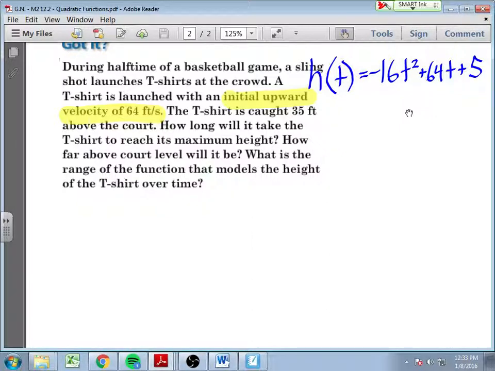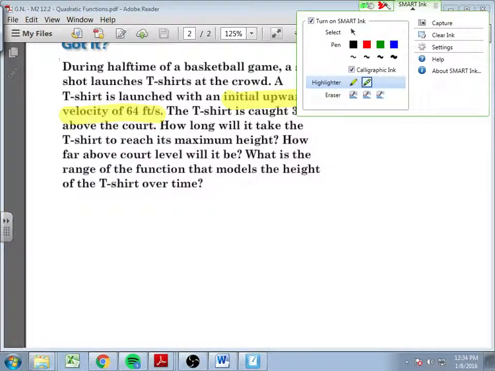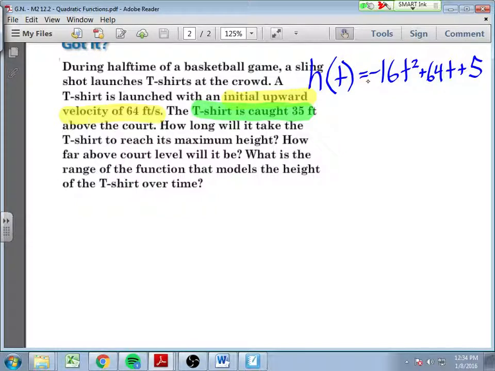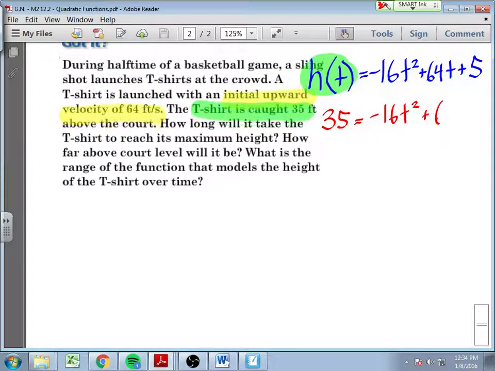Who knows what I need to do to my equation to solve what they're asking me to? Because I don't have a time. I don't know what the time is. Isn't the height at time 35? Yeah. I don't know what the time is, but I know that the height is 35 when it's caught. So I can replace my height with 35 and say 35 equals negative 16 t squared plus 64 t.